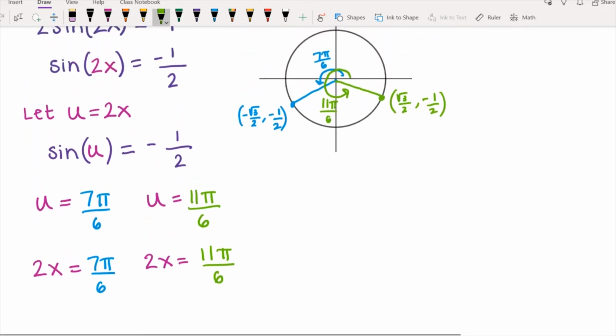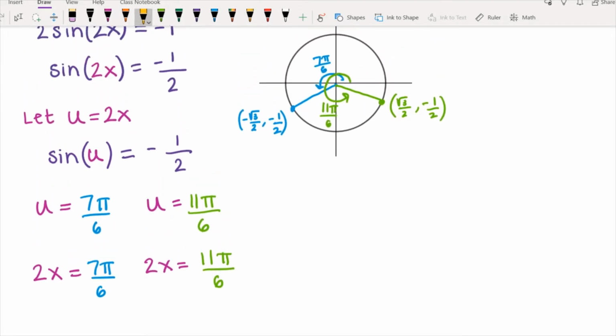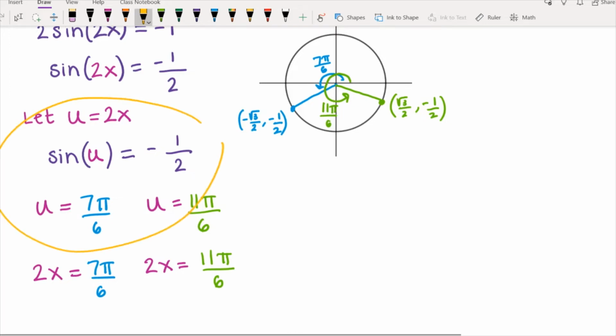So if you don't like this whole writing the u down stuff, you could skip this whole middle part. You could jump basically straight from the fact that sine of 2x is negative 1/2. Really the whole point of writing down this u business is to encourage you to think of 2x as one item. Think of that as an angle. Don't think of it as 2 times an angle, just think of it as itself an angle.